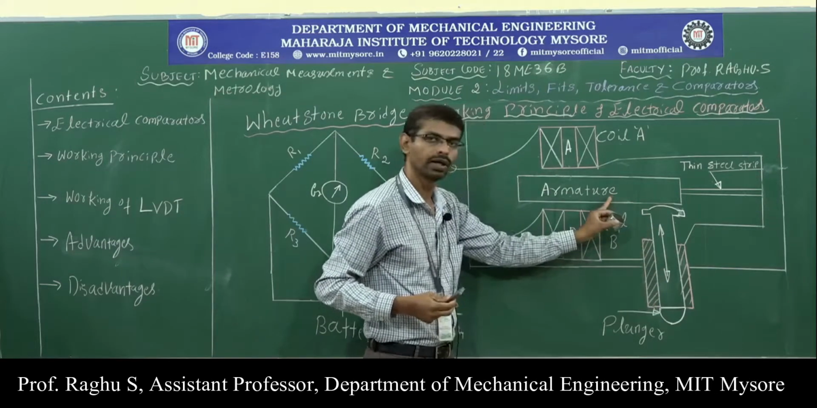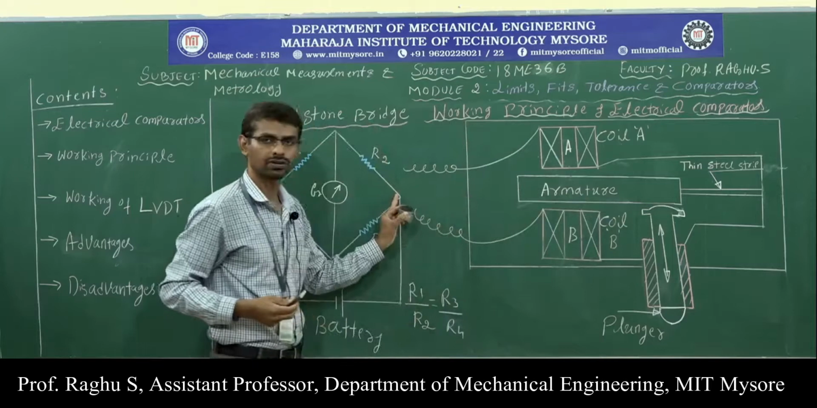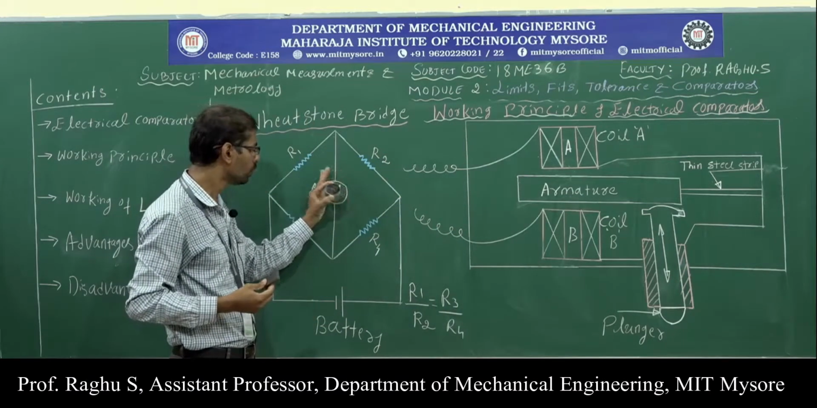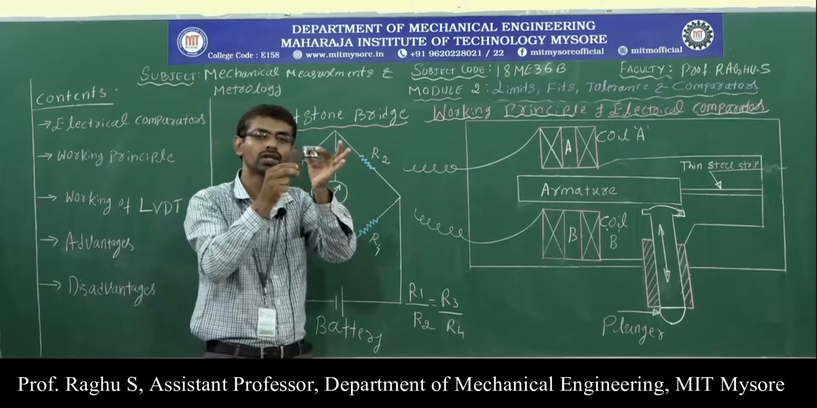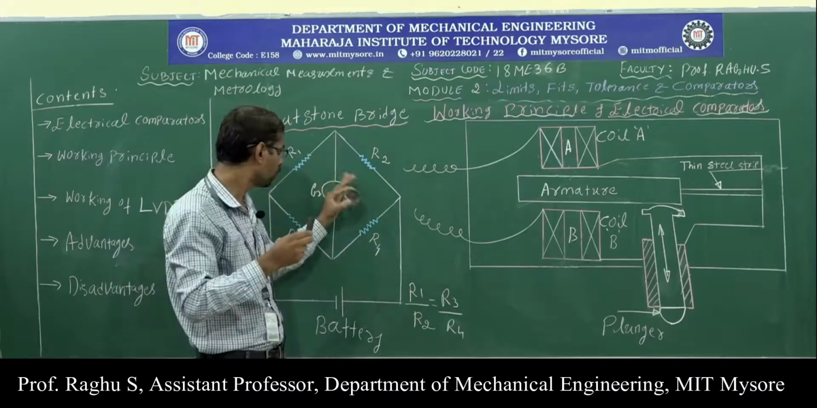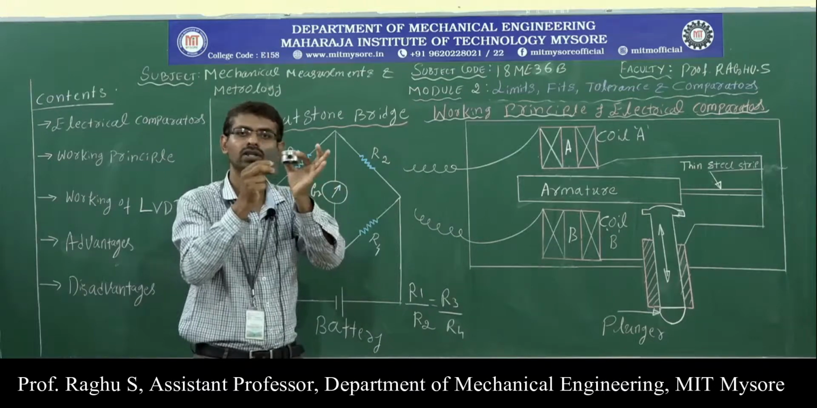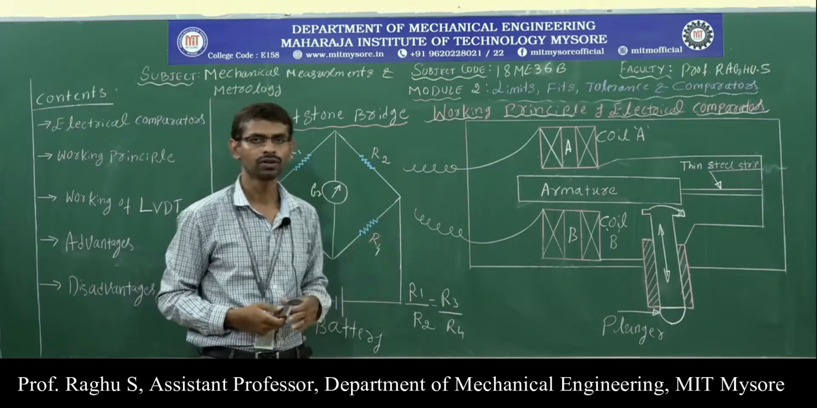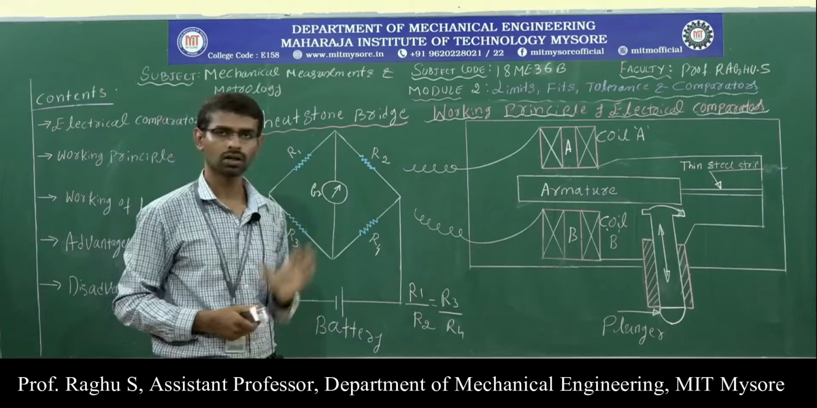Next, armature movement. The bridge gets unbalanced. When the bridge is unbalanced, we can observe the movement of the pointer on the scale. This movement of the pointer on the scale corresponds to the dimensional difference between the standard and workpiece. So this is the working principle of the electrical comparator.